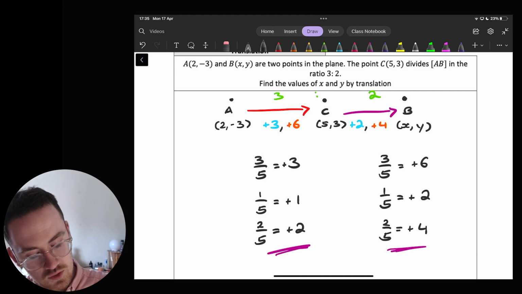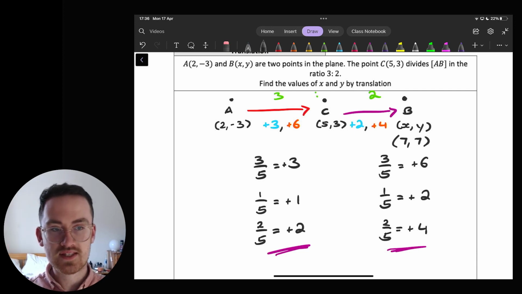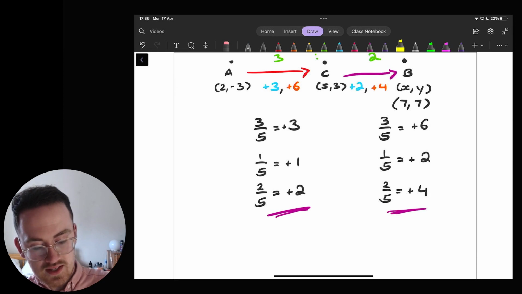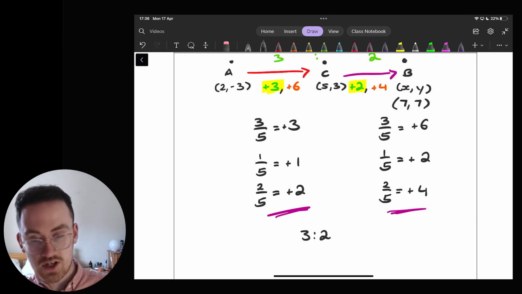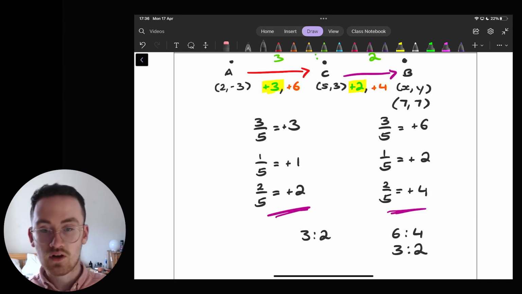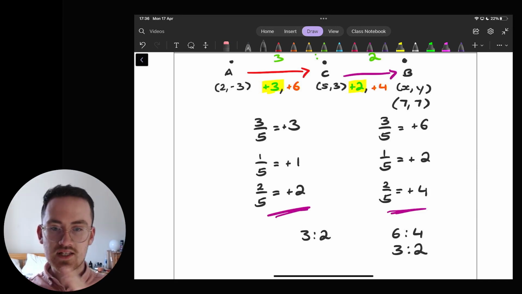So that leaves us with coordinates of B being 7, 7. Okay, nice, straightforward, 7, 7. And if you notice as well, with the 2 points that we've had here, the x coordinate +3 became +2, which follows that same ratio, 3:2. And in the same way the y coordinates, that +6 became +4, which if we break it down follows the same ratio. So the translation we're making should follow the ratio that we're given.